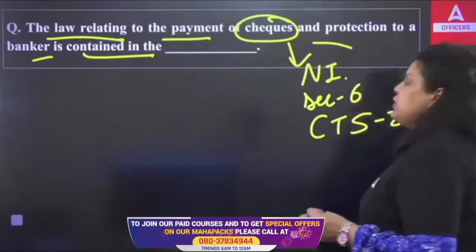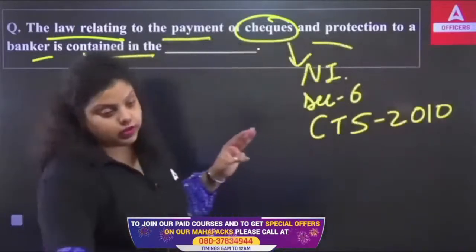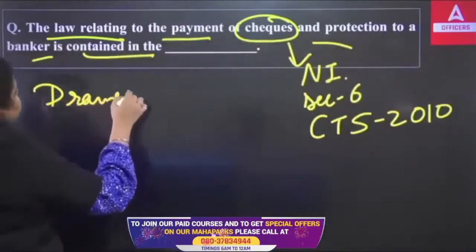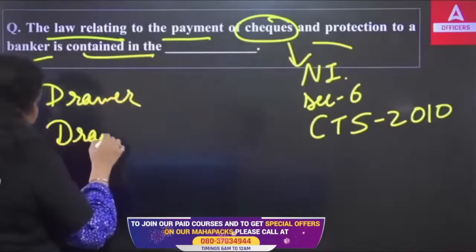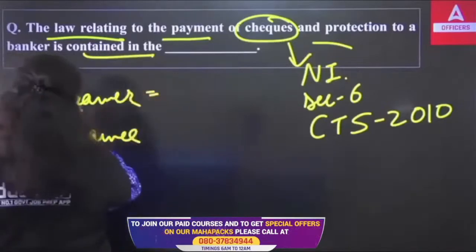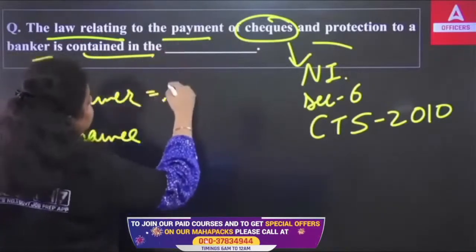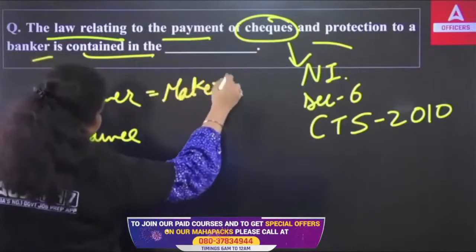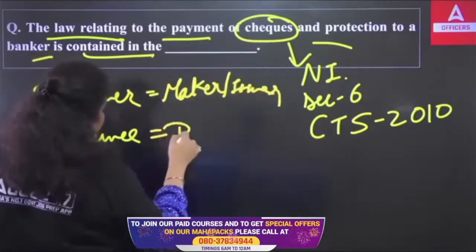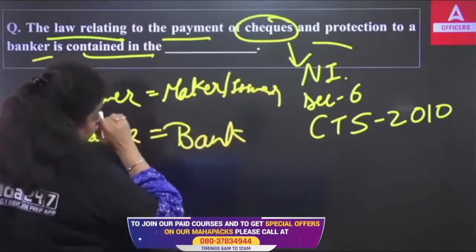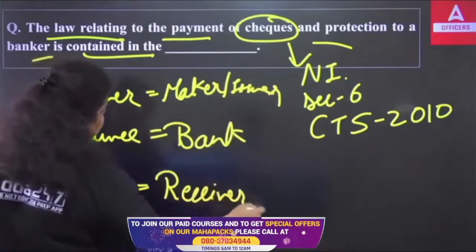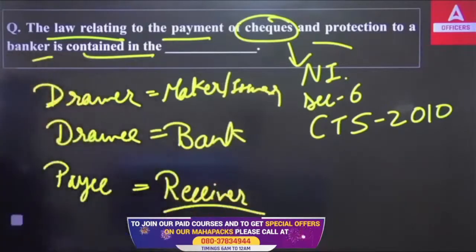And if we talk about the check, there are 3 parties in the check. The first one, we have a drawer. Second, we have a drawee. And third, we have a payee. Drawer means the person who is making the check, that's the maker or the issuer. Drawee means always a bank, the bank which is going to give you the funding. And payee means always the receiver who is receiving the money of a check. These are the 3 parties.